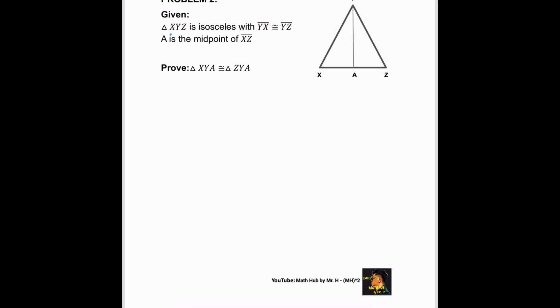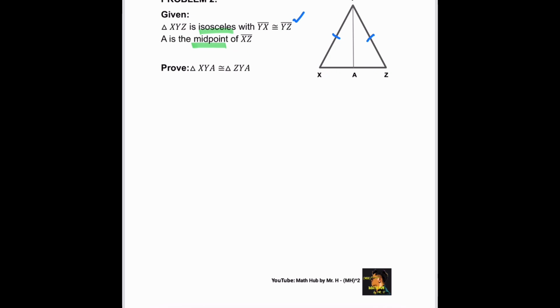Given triangle XYZ is isosceles with segment YX congruent to segment YZ. So we need to mark the diagram now because this was stated. So segment YX is congruent to YZ. And it says here for the second statement, A is the midpoint. So take note of that, midpoint. Also the isosceles, right? We need to take note of that. So A is the midpoint of XZ.